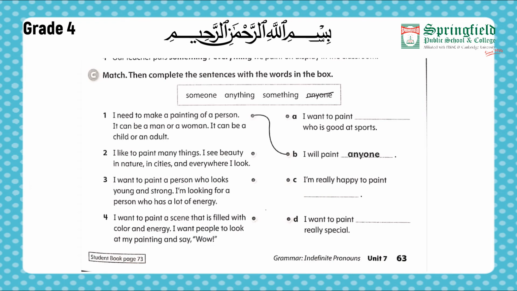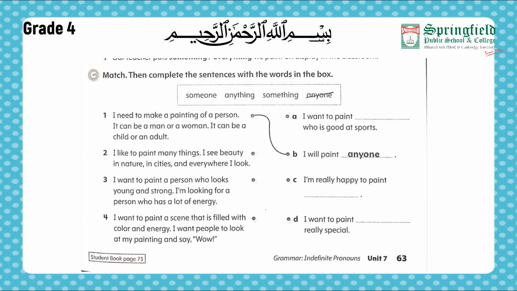Moving forward towards our statement 4. I want to paint a scene that is filled with color and energy. I want people to look at my paintings and say, wow! I want to paint something really special. We are going to match 4 with D and write, I want to paint something really special.